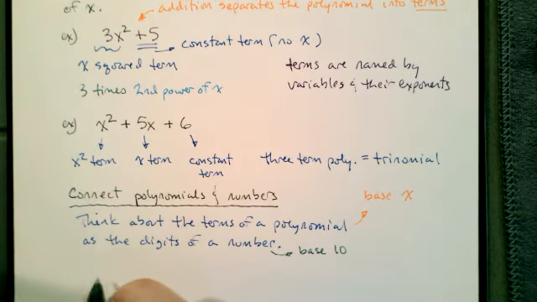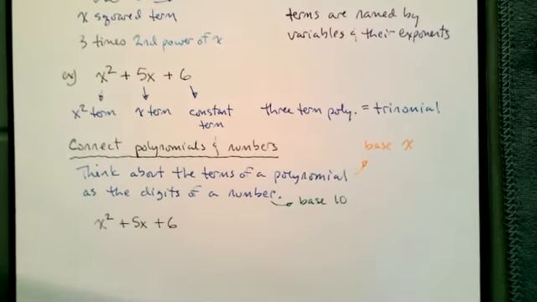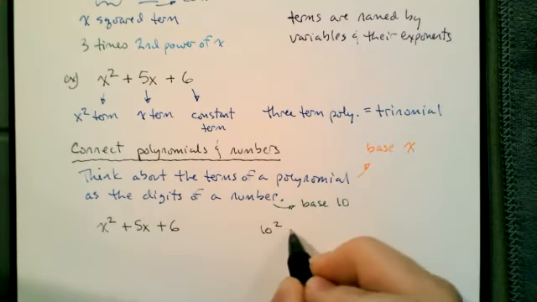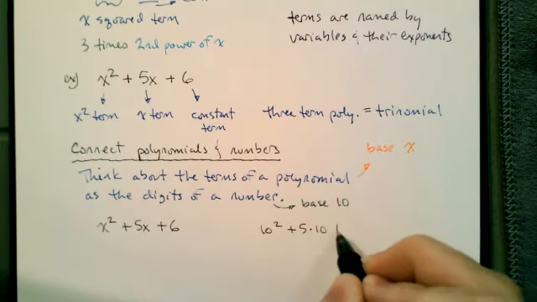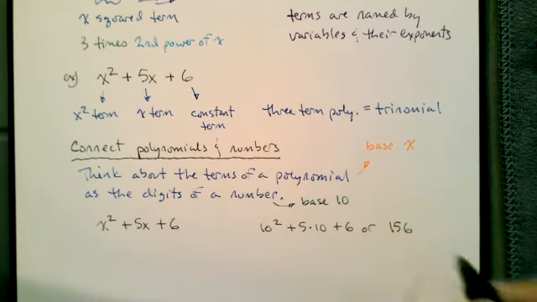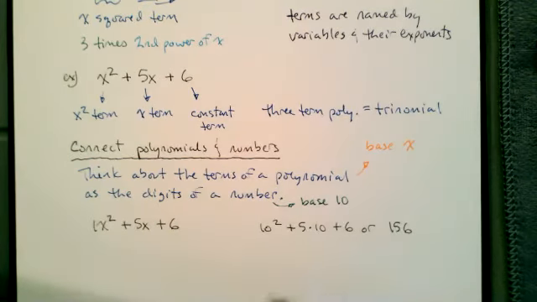So the polynomial x squared plus 5x plus 6 is a polynomial version of the number 156. So 1, 5, and 6, 1, 5, and 6. Think of the terms of the polynomial as the digits of a number.